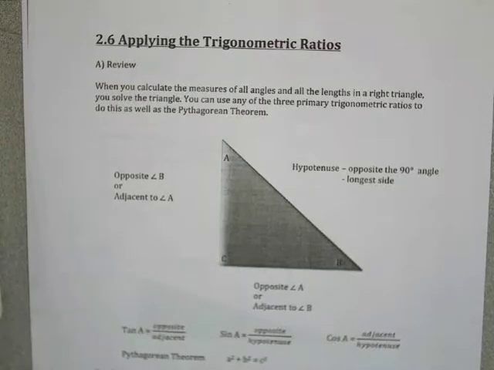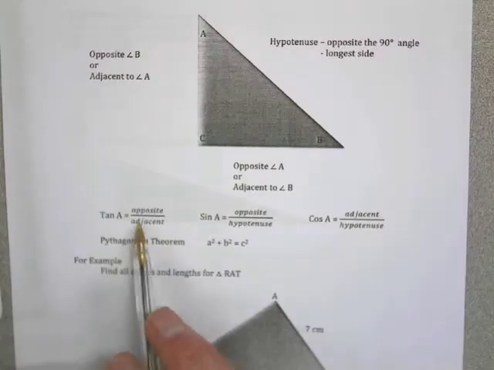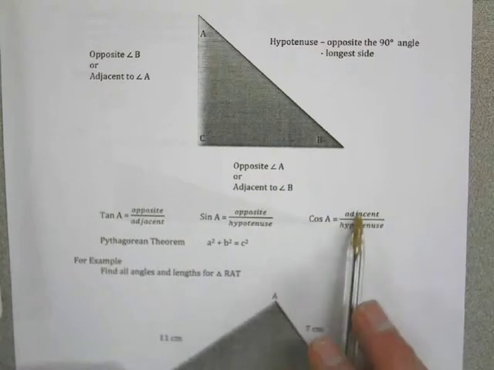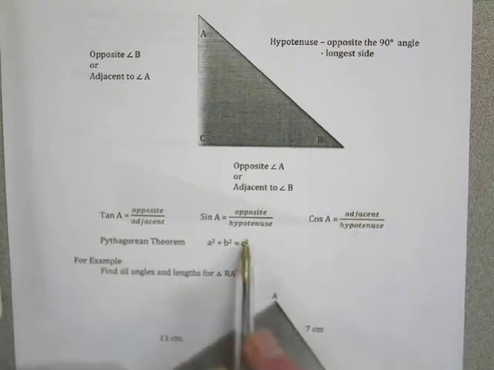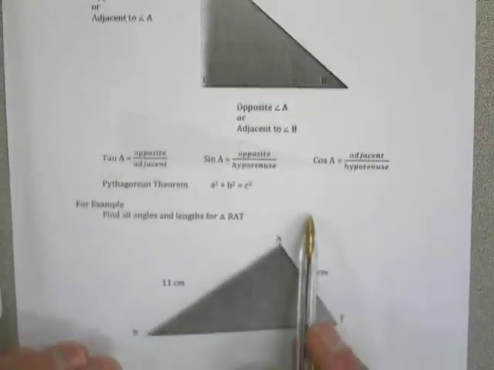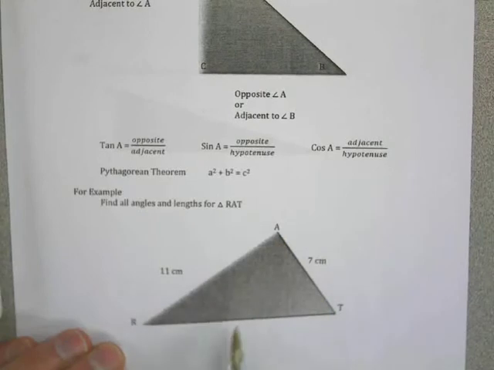You've now been introduced to all the trigonometry ratios. You have down here, once again, tan A, which is opposite over adjacent, sin A, opposite over hypotenuse, and cos A, which is adjacent over hypotenuse. Plus you have the Pythagoras theorem, which is a squared plus b squared equals c squared. From all these four things, you should be able to calculate any angle, any measurement, in any triangle.